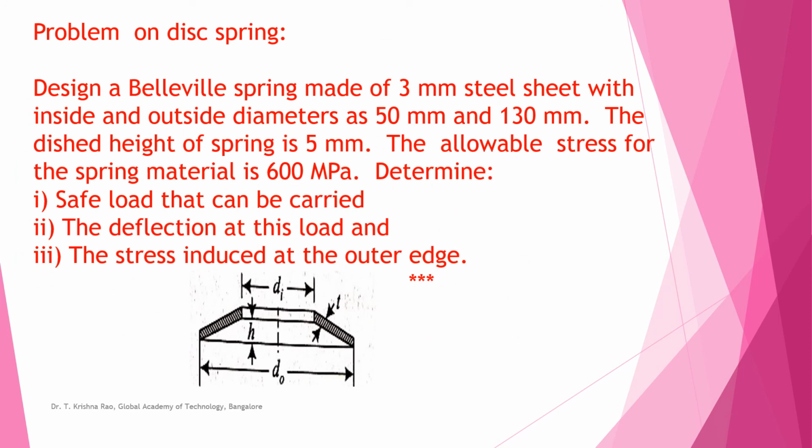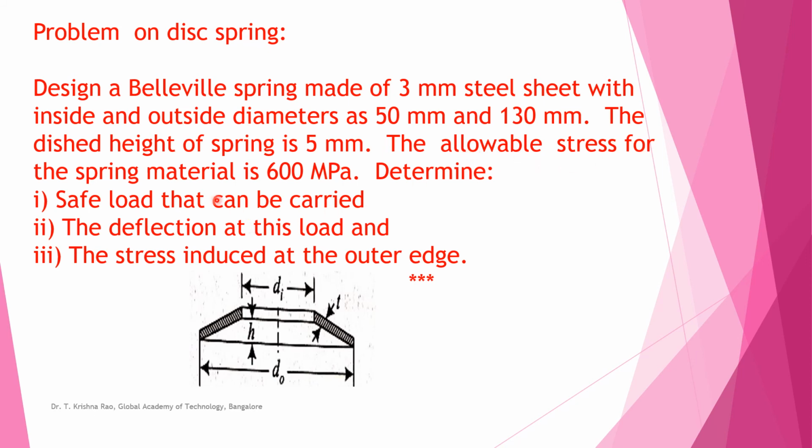Let's see one small problem. Design a Belleville spring made of 3 mm steel sheet. The thickness of the sheet is 3 mm, with inside and outside diameters of 50 mm and 130 mm. The dished height of the spring is 5 mm. This gap, from this inside line to this inside line, is 5 mm. So maximum we can compress by 5 mm, then it becomes flat.